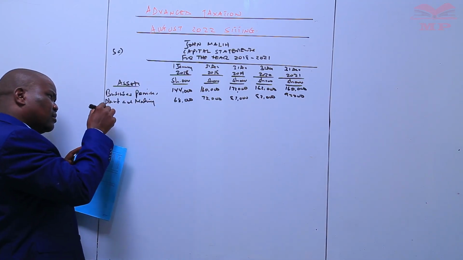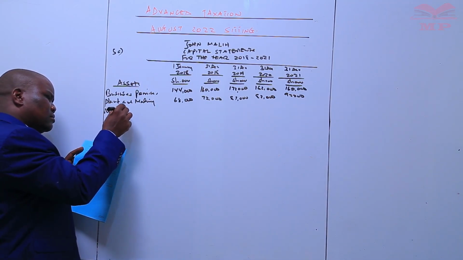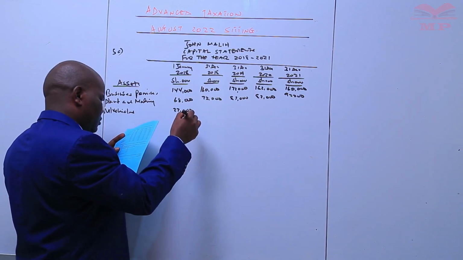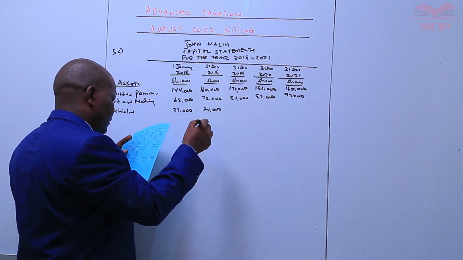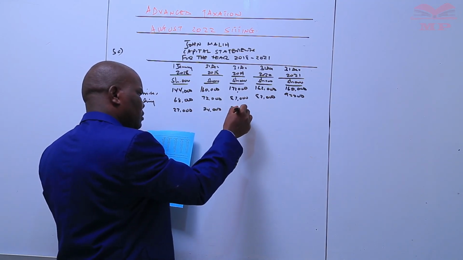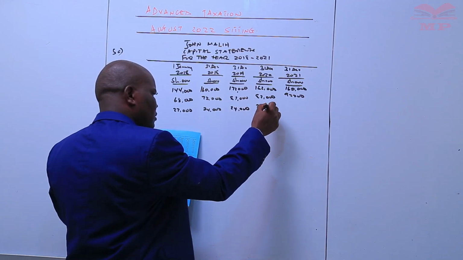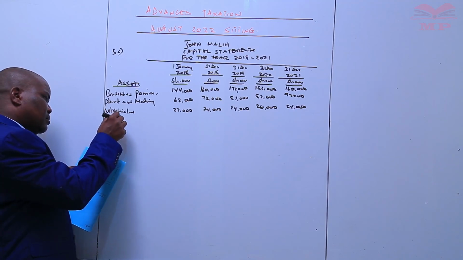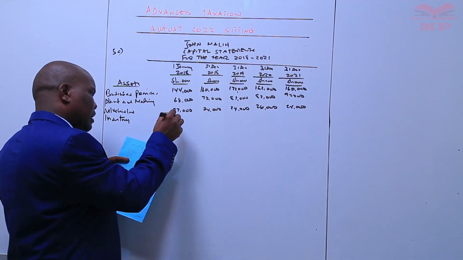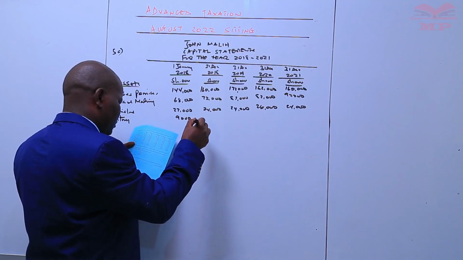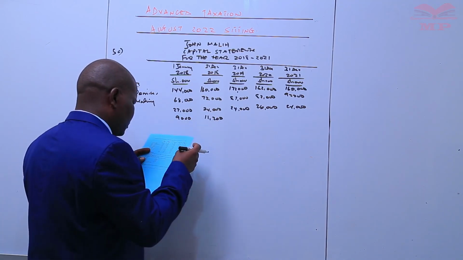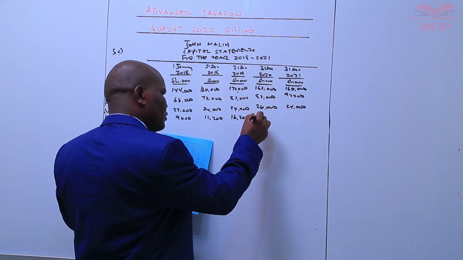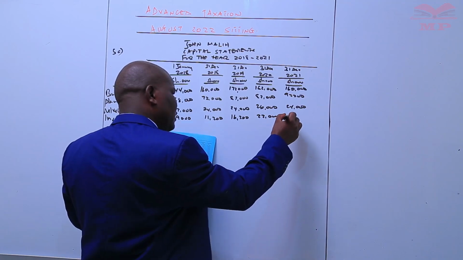Next we have motor vehicles, still an asset: 22 million, 24 million, 24 again, 26 and 24. Next we have inventory, still an asset: 9 million, 11,200, 16,200, 22 million, and 14,800.